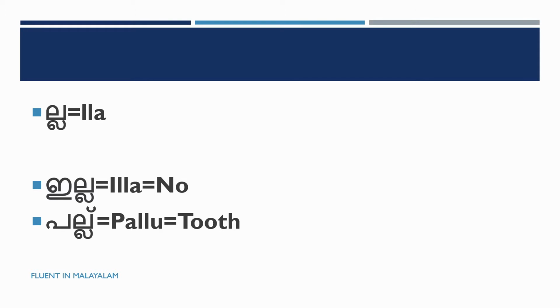The next one is la. You know the letter la, so this is the compounded letter of that. The example words are illa, which I think most of you know the meaning of and pronounce very clearly, illa, which means no. Next is palle. Palle means tooth. So that was la. The examples are illa and palle.